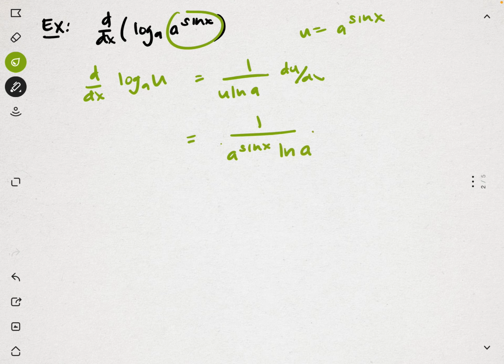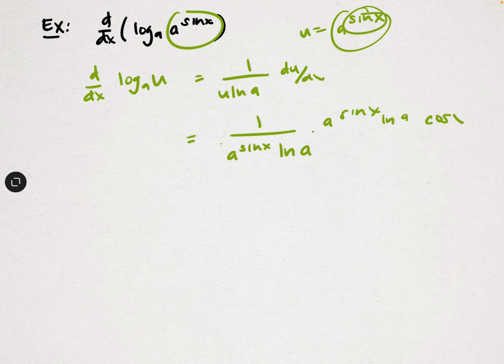And then we have to chain it. So our chain, the derivative of a to the u, is going to give us, let's just make sure I have it correct here, a to the sine x ln a. But then we have one more chain, because we have this inside function now, so then we have cosine x. There we go. All right, so let's write this all together so it's easier to see.